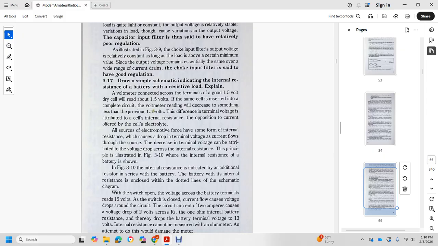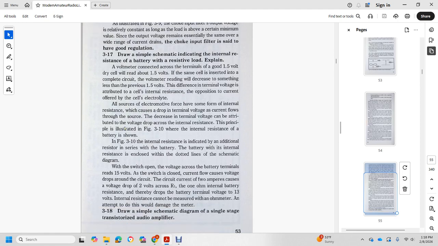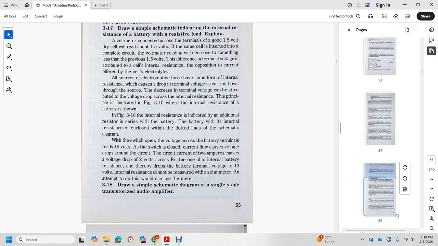The principle is illustrated in figure 310, where the internal resistance of the battery is shown. In figure 310, the internal resistance is indicated by the addition of a resistor in series with the battery. The battery's internal resistance is enclosed with a dotted line in the schematic diagram. When the switch is open, the voltage across the battery terminals reads 15 volts. When the switch closes, current flows, and the voltage drops across the circuit. With a circuit current of 2 amperes, there is a voltage drop of 2 volts across the 1 ohm resistor. Internal battery resistance thereby drops the battery terminal voltage from 15 volts. Internal resistance cannot be measured by an ohmmeter.